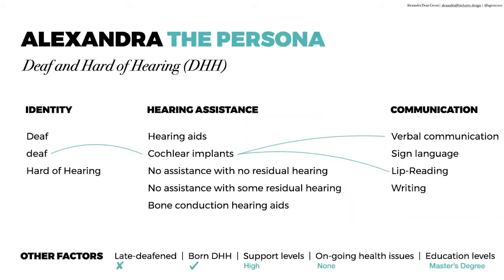Because I like to make everything about me, this is me as a persona. I am deaf with a lowercase d. I use cochlear implants, and I'm a verbal communicator, but I also rely heavily on lip reading. I'm late deafened. I have high levels of support, and I don't have other ongoing health issues. And I have up to a master's degree. So if you are trying to design something or target something towards me, it might not be the same solution for someone who uses sign language or ASL.